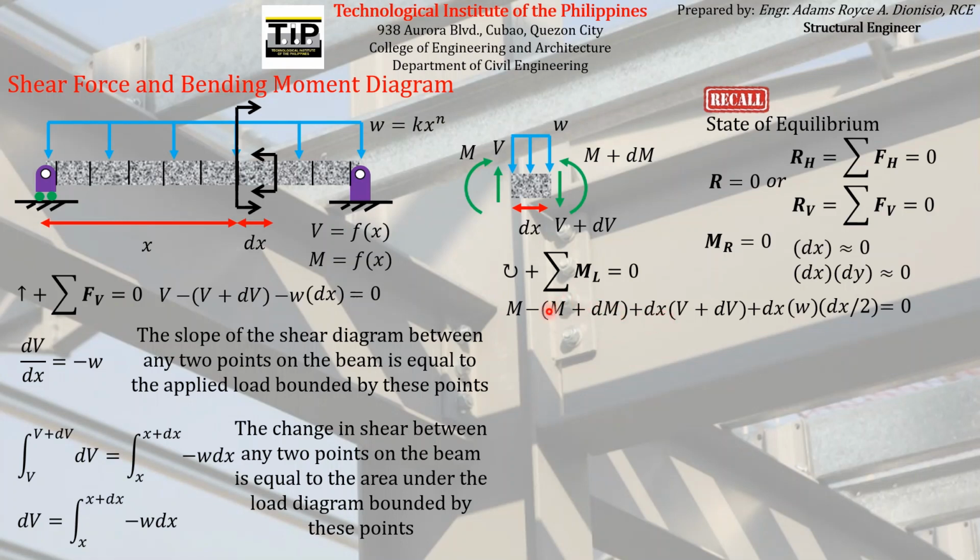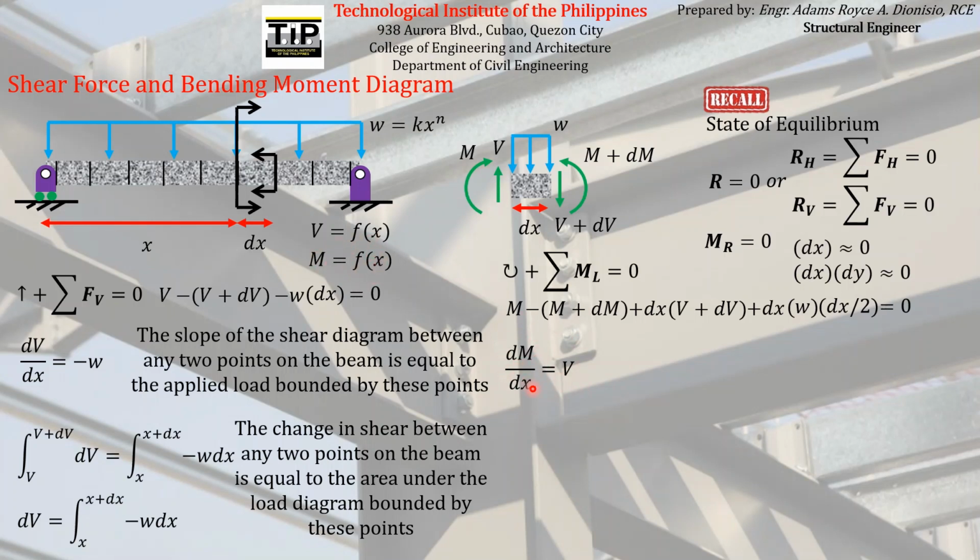If we put negative m to the right side of the equation and then divide the whole equation by dx, we can see that the result will be this. And again, take note, m corresponds to a graph of a certain function. So what does dm over dx mean? It just means slope. Slope of what? Slope of the moment diagram.